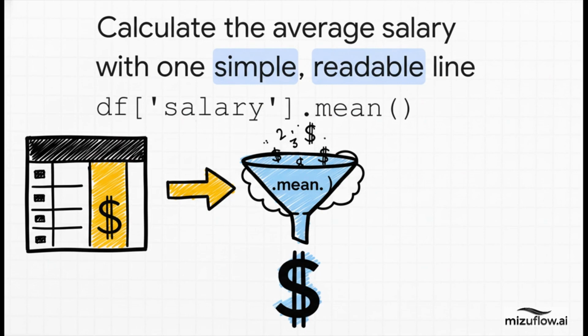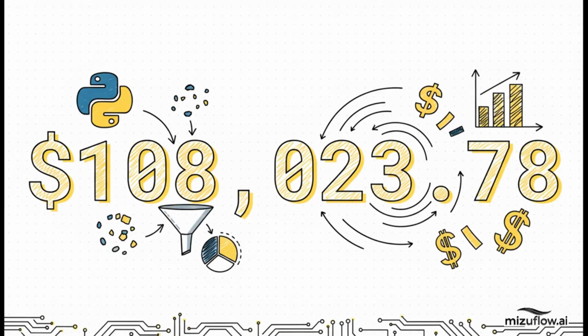Okay, so now we can start asking questions. Let's start with a simple one. What's the average salary? Now think about doing this in a spreadsheet. You'd have to find the column, select all the cells, it's a whole thing. In Python, it's just one single, super readable line of code. We literally just tell it, take the salary column and find the mean. That's it.